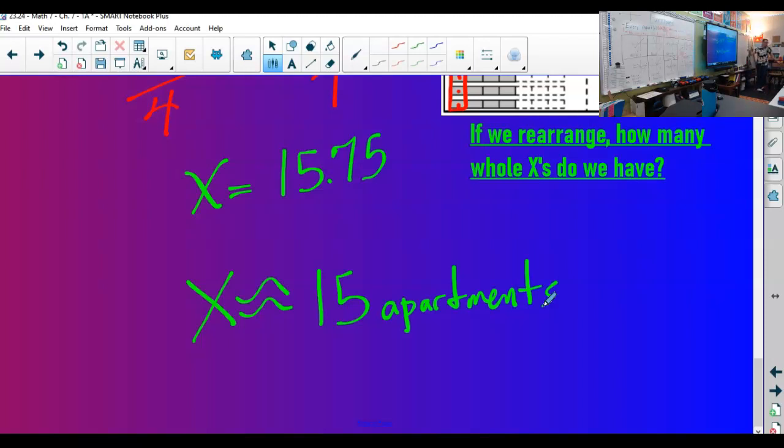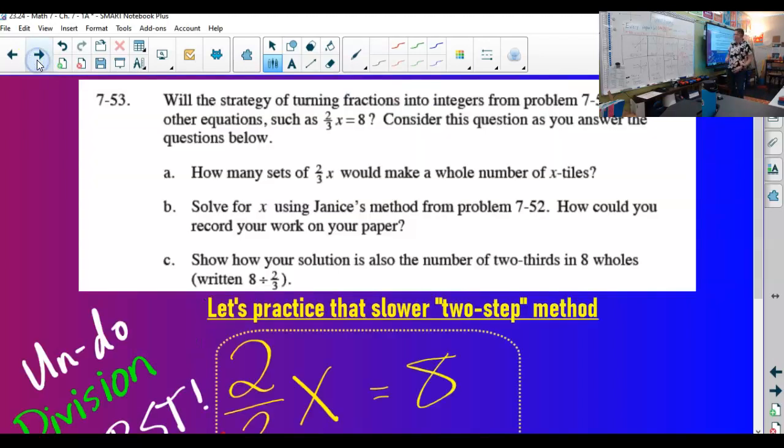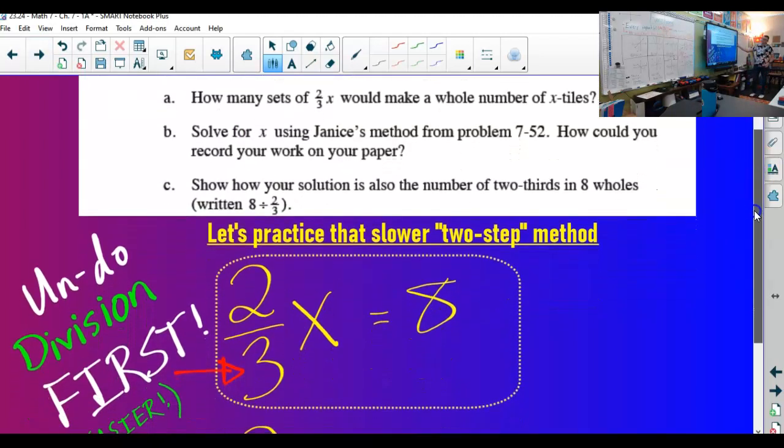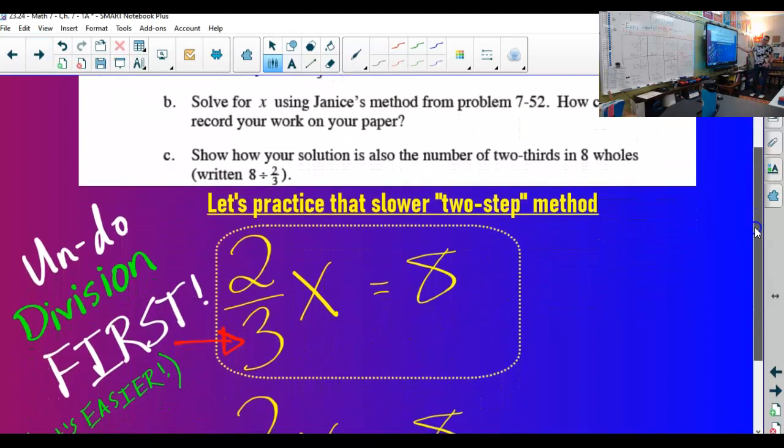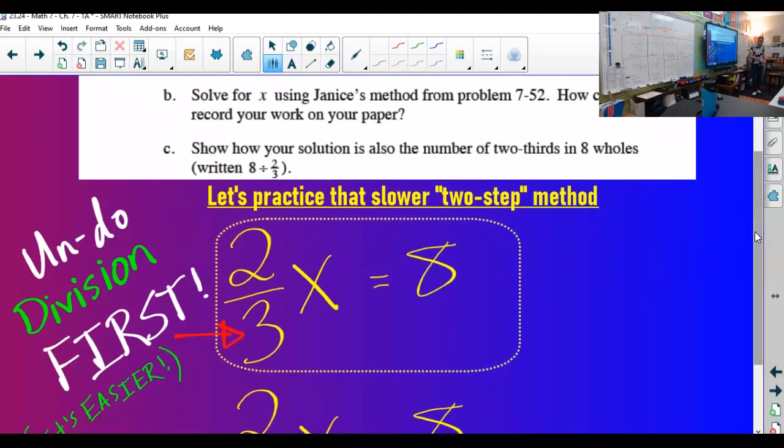Questions on how we slowed down that process to take it a piece at a time? That makes sense. Try the 2/3 one that's on your paper directly below and to the left of that. We want to undo that division first because it's easier.